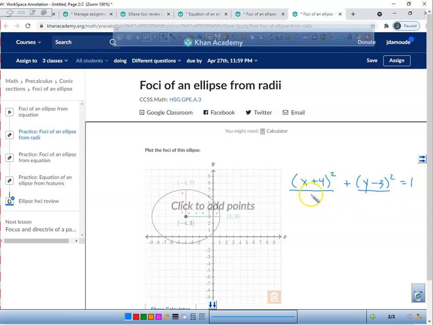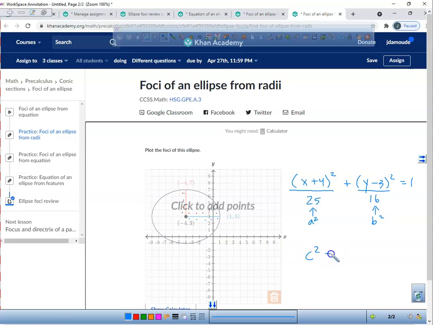What am I going to put underneath my x's? What's this distance squared? 1, 2, 3, 4, 5. 5 squared is 25. What's this distance squared? 1, 2, 3, 4. That is 4 squared. That's 16. So this is called my A value. Why? Because it's the major. That's A being squared. This is B being squared.